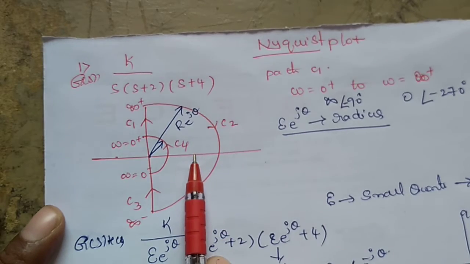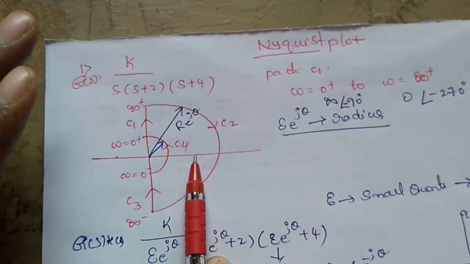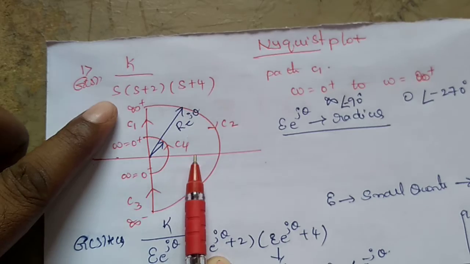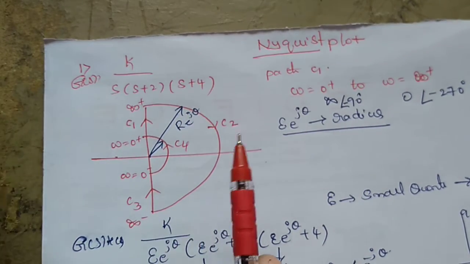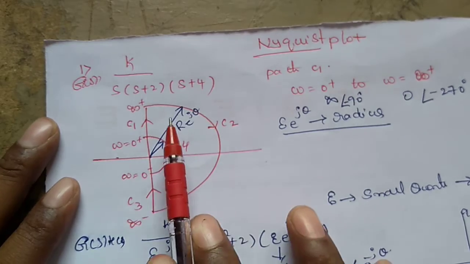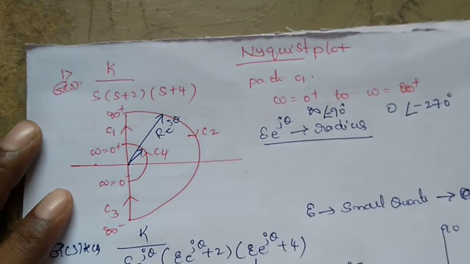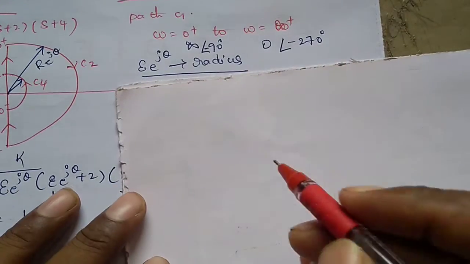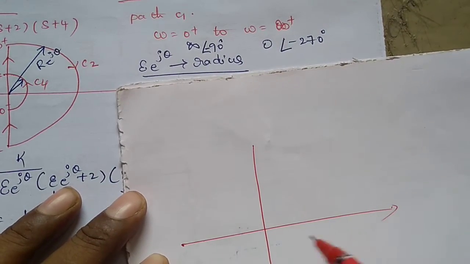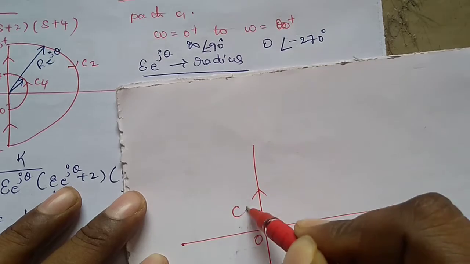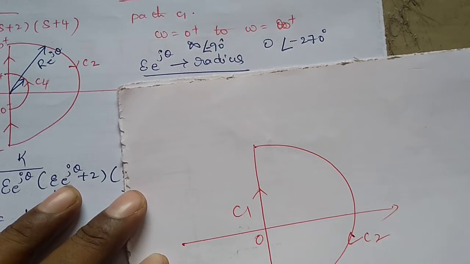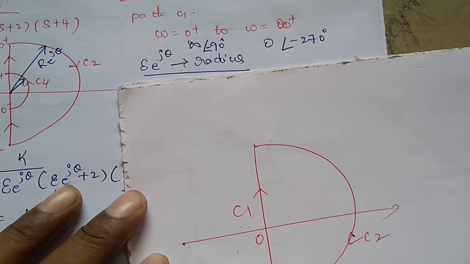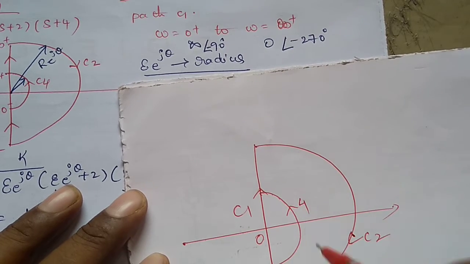(s+4). So if poles are present in the Nyquist criteria, then for the Nyquist plot, while solving any kind of problem, first we have to draw the nature of the plot. If poles are present, the Nyquist plot has different paths: this is the C1 path, then this is the C2 path, this is the C3 path, and this is the C4 path.